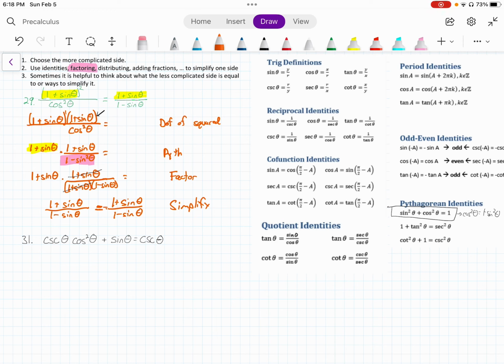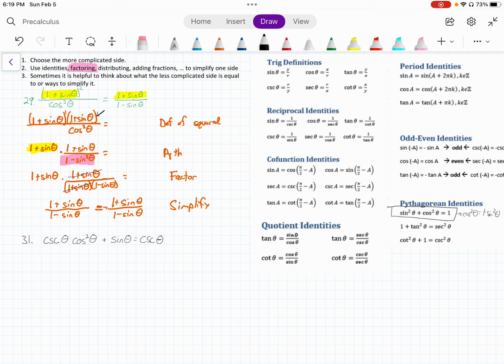All right, and our last one: cosecant of theta times cosine squared theta plus sine theta equals cosecant theta. We have two terms that we want to be one term. Maybe there's a better way to do it, but when I see this, I think maybe I'll have to add things. In order to add, I might need a common denominator. Right now, there are no common denominators, but I do know that cosecant is 1 over sine. So that's probably what I'm going to do: change the cosecant to 1 over sine, get a common denominator, and just see if things work out.